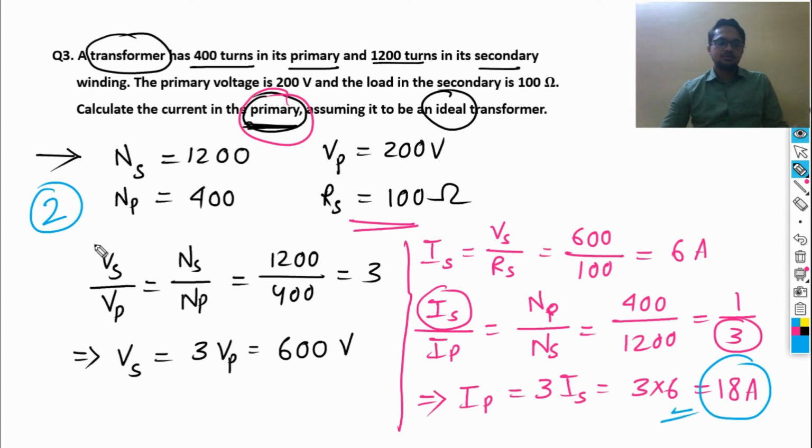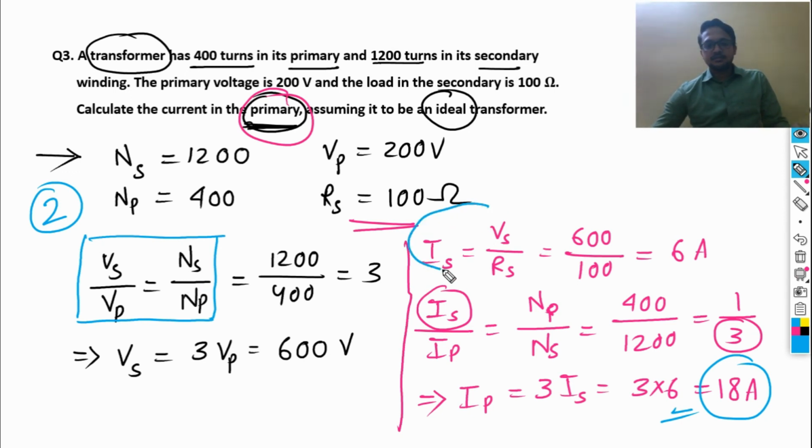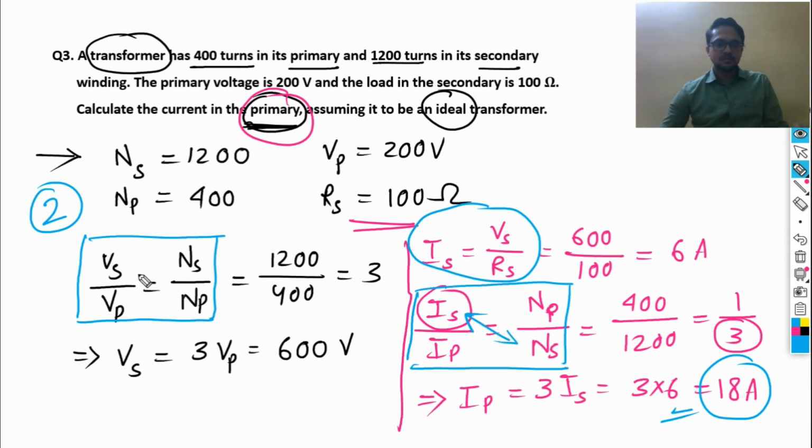So how to do it? First, voltage and number of turns are related. From there, using this formula, find the required voltage, what is not given. Then come to the current equation, and you can find current. After that, current and number of turns are also related, inversely related. Current and number of turns are inversely related, and voltage and number of turns are directly related. So these are the things you have to practice.